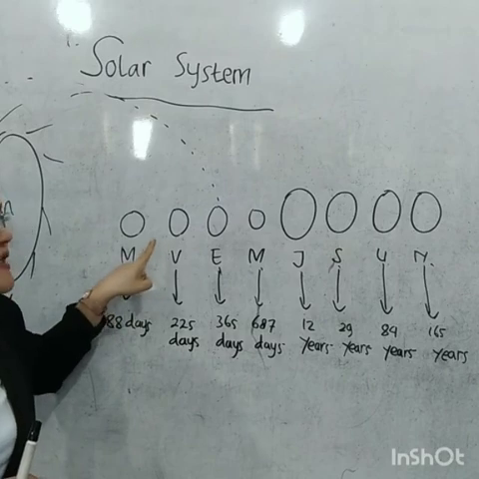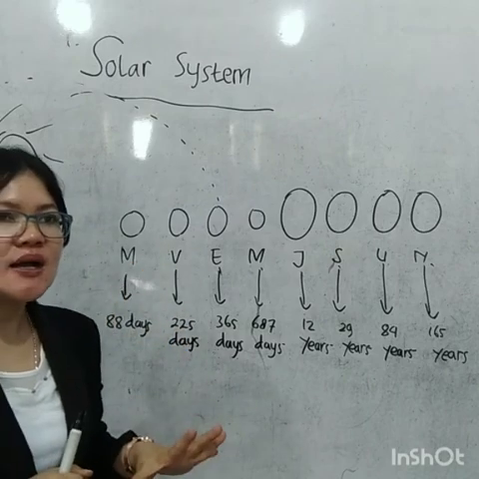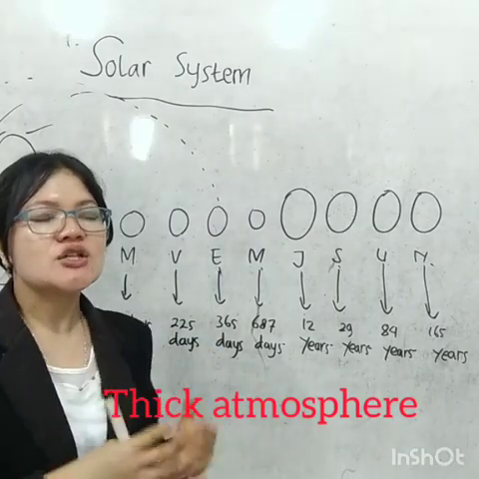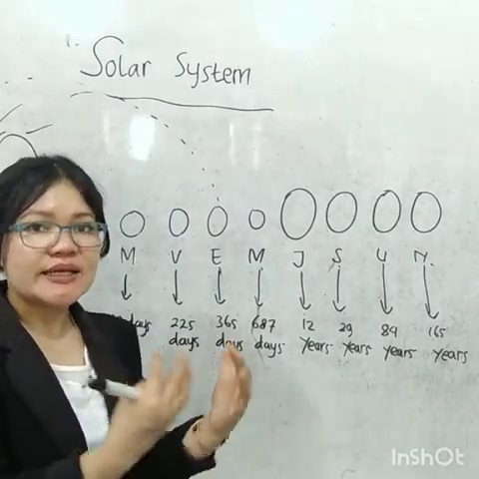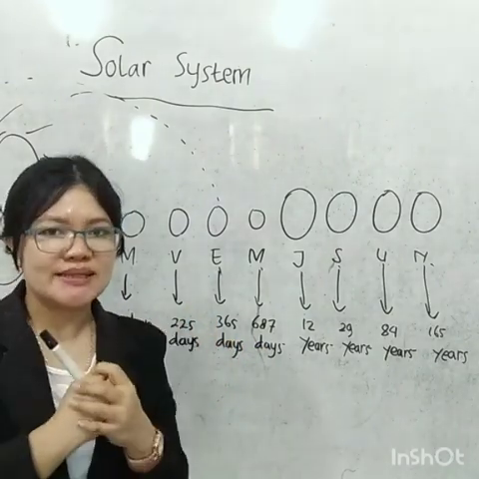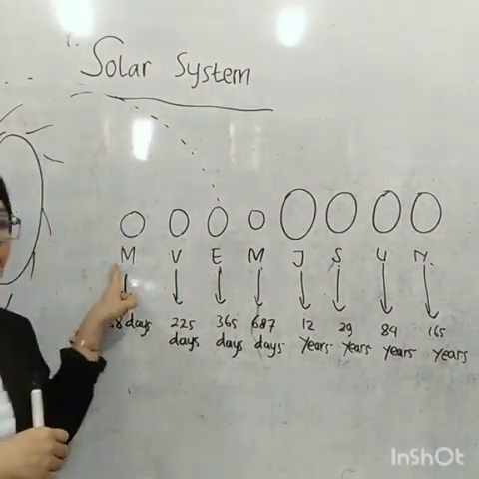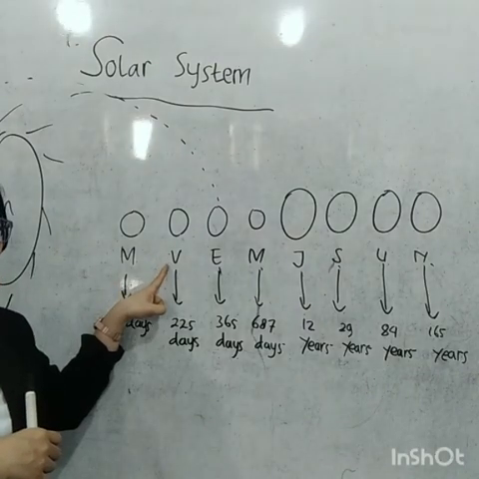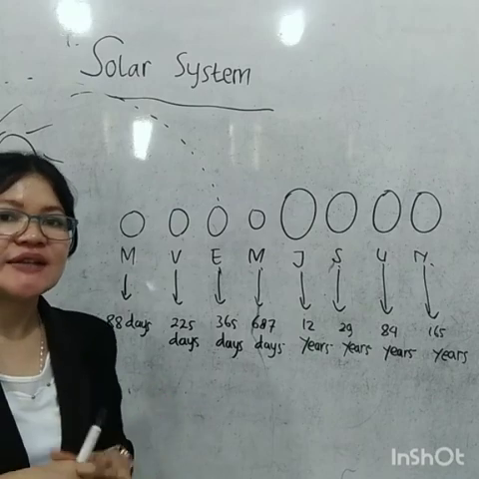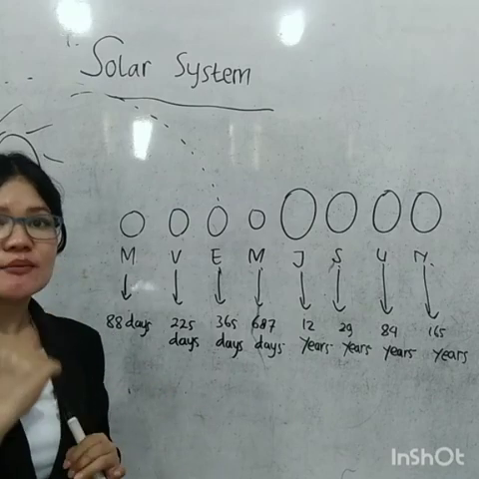Why? Because Venus has a thick atmosphere, punya atmosfer yang sangat tebal. So it can trap heat longer. Jadi dia bisa menahan panas lebih lama dan lebih banyak. Okay? Even though Mercury is the closest, the hottest one is Venus. The reason why is because Venus has a thick atmosphere.